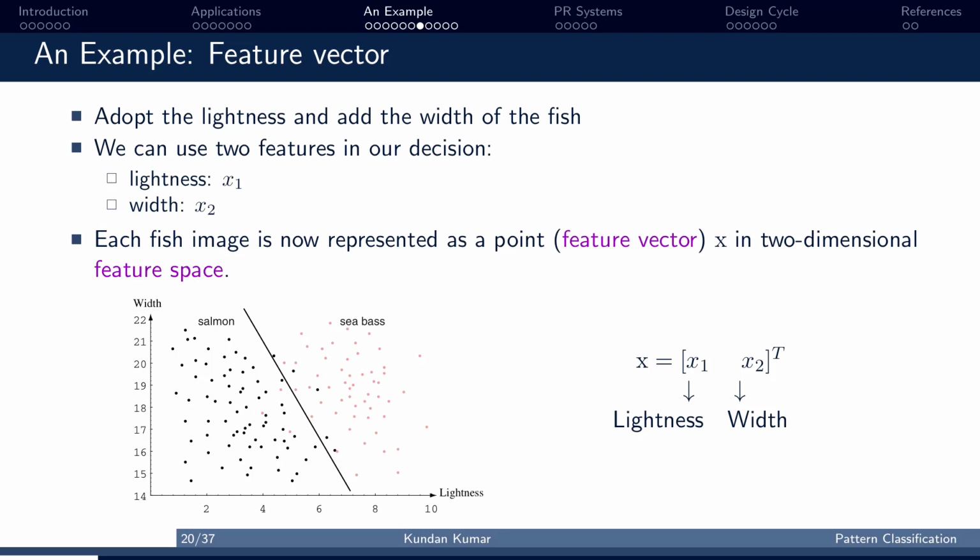So suppose we have considered two features, that is lightness and width, then we can make a feature vector x, which is written as upright x. Please note down here that in this complete course we will use the upright x for a vector and the small letter for a scalar. Okay, so here x is a column vector because here we have used the transpose.